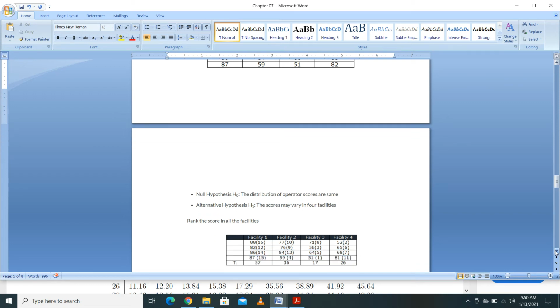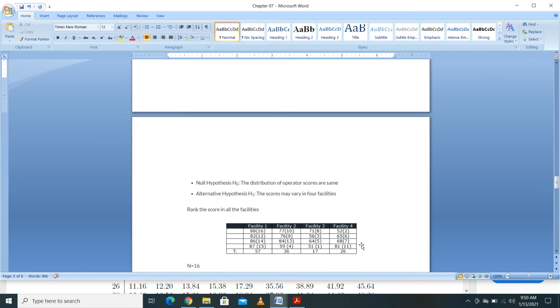When we are using the Kruskal-Wallis test, the first thing is we pool all the data and arrange all the data in ascending order. You can see when you look at the data set, the minimum value is 51. So you give it rank 1. The next minimum value comes from facility 4, that is 52, so you give it rank 2.